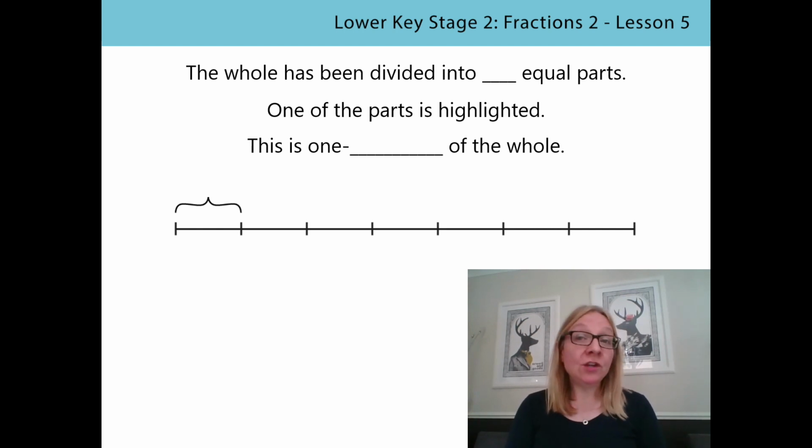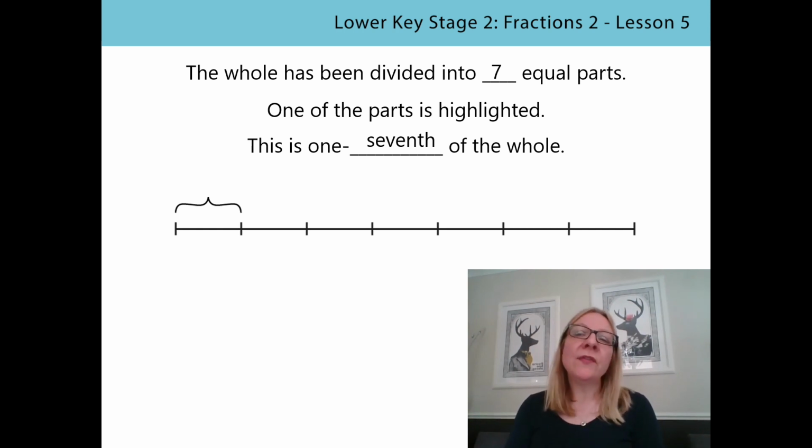Now, we can use what we've learned to practice a few more. Look carefully at this line to count how many equal parts the whole has been divided into. It is important to count the equal sections or parts and not the dividing lines. Let's say the sentences together. The whole has been divided into 7 equal parts. One of the parts is highlighted. This is 1/7 of the whole.